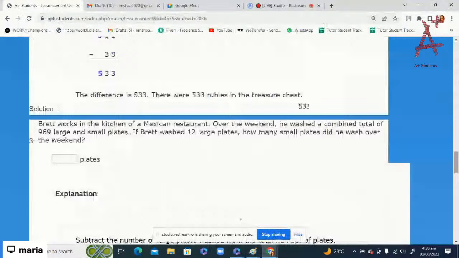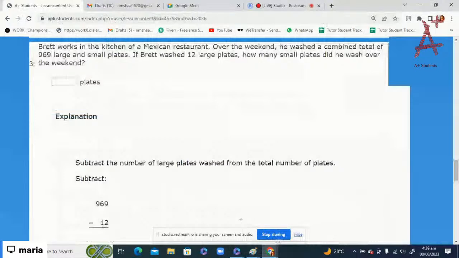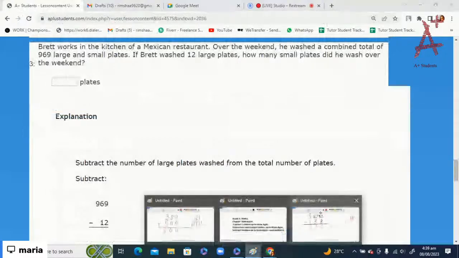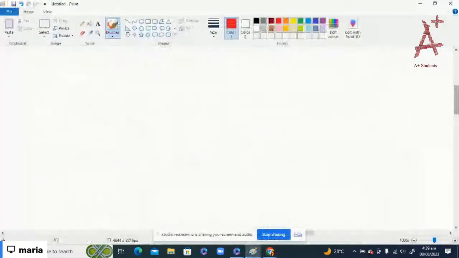Okay, let's read the question again. So how much is the total number of plates that he washed over the weekend? 969, large and small. It means that the large plates and small plates numbers are mixed. Okay, so I'm going to write it here. 969.